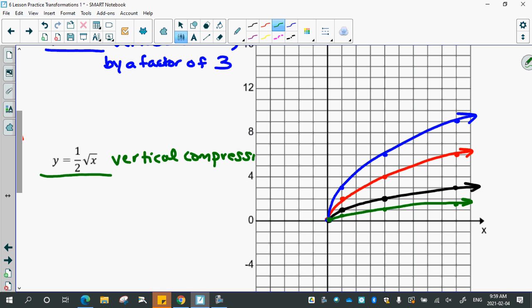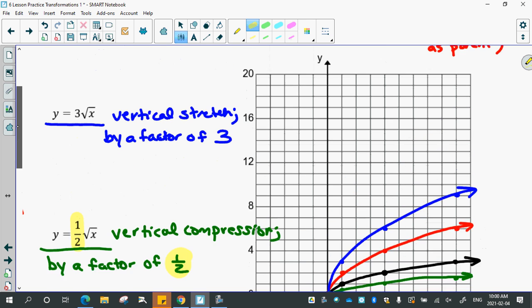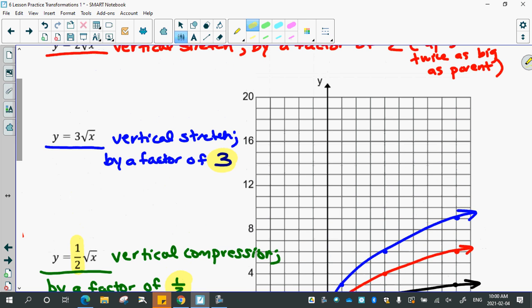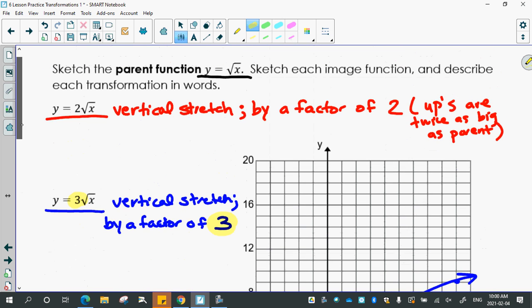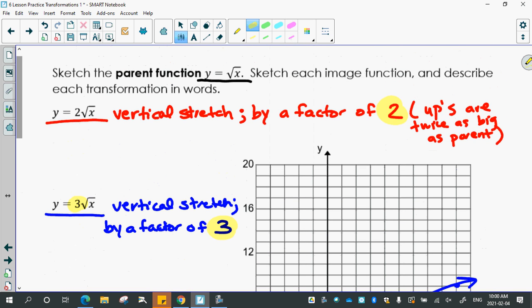And whenever you use the word compression, you're going to use a fraction. So vertical compression by a factor of a half because we're halving the ups. And you can see the relationship in your words. So by a factor of a half, look what's out front, a half. By a factor of 3, look what's out front, a 3. By a factor of 2, look what's out front, a 2. Okay?